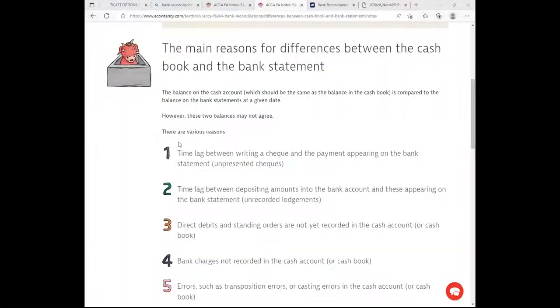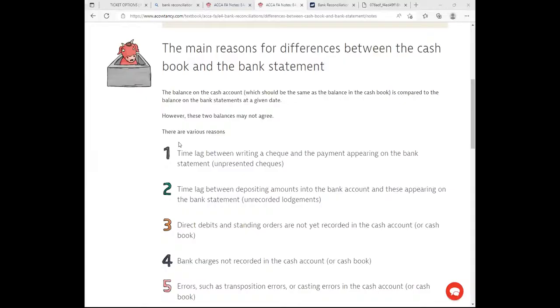Okay. So, ladies and gentlemen, here we are, and we want to look at bank reconciliation. Of course, at your level, it will be very important for us to look at the main reasons.